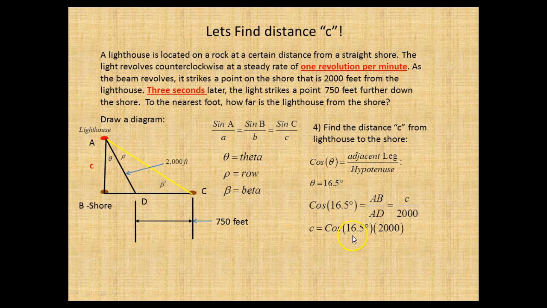So if we multiply both sides of this equation by 2,000, we get C by itself. So C is equal to cosine of 16.5 degrees times 2,000. On my calculator, I put 16.5, and then I hit cosine, COS, and that gives me 0.958819734. It keeps going. Then I multiply that by 2,000, and that gives me 1917.6 feet, which should be less than 2,000 feet. And that's right. That's the answer. Let's continue.